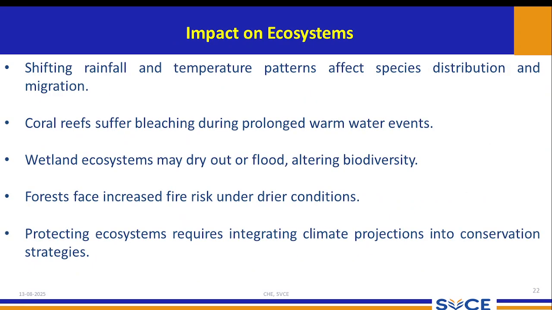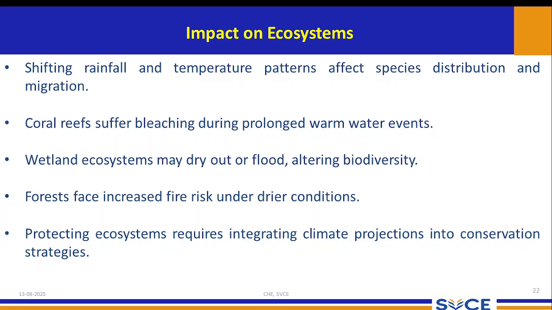Impact on ecosystems. Shifting rainfall and temperature patterns affect species distribution and migration. Coral reefs suffer bleaching during prolonged warm water events. So during the warm water events, coral reefs suffer bleaching.